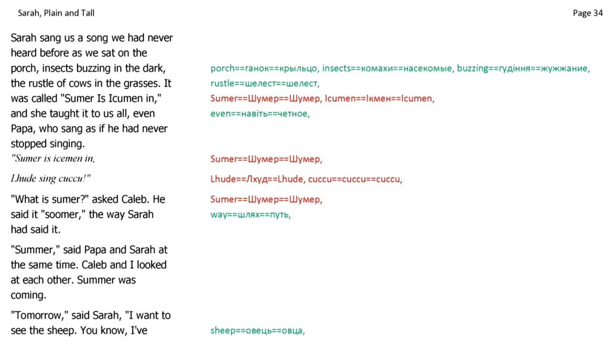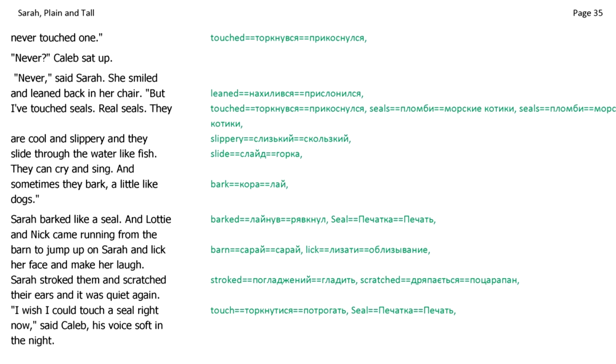"Tomorrow," said Sara, "I want to see the sheep. You know, I've never touched one." "Never?" Caleb sat up. "Never," said Sara. She smiled and leaned back in her chair. "But I've touched seals, real seals. They are cool and slippery, and they slide through the water like fish. They can cry and sing, and sometimes they bark, a little like dogs."